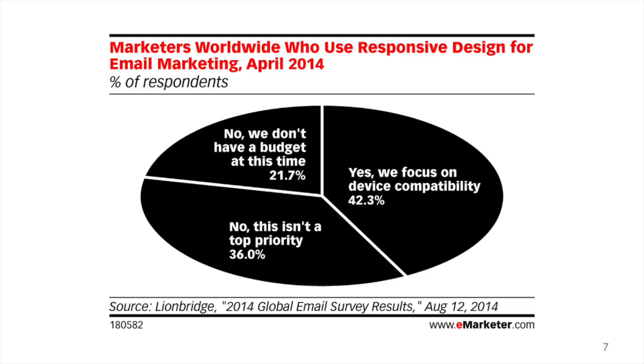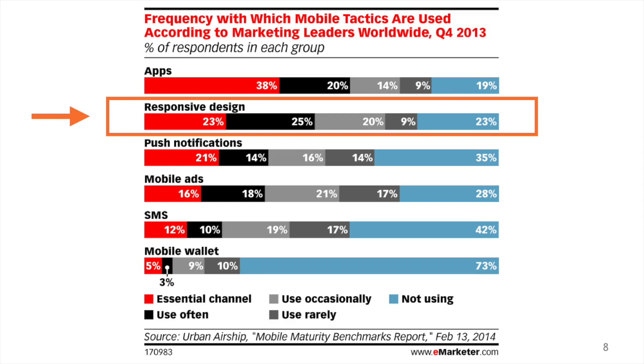So given the incredible results that you can get with responsive design, you would really think that everyone's doing it, but actually not so much. According to a study published by eMarketer and conducted by Lionbridge last summer, only 42% of marketers are using responsive design in their emails. That means nearly 60% of marketers are not taking advantage of that lift that you can get from implementing responsive design in email. And the story is similar with landing pages and websites.